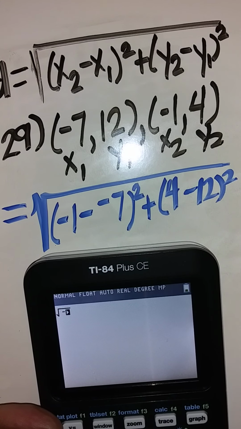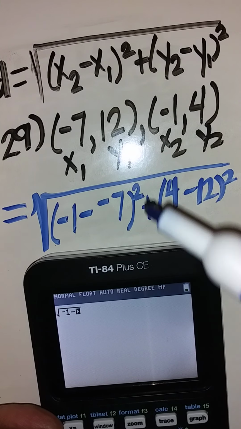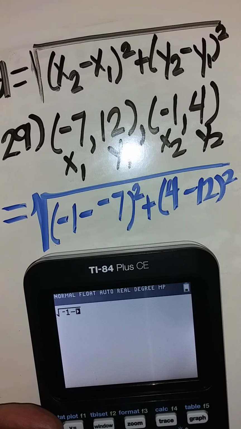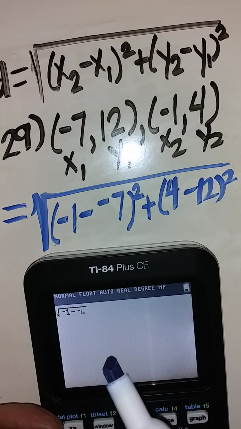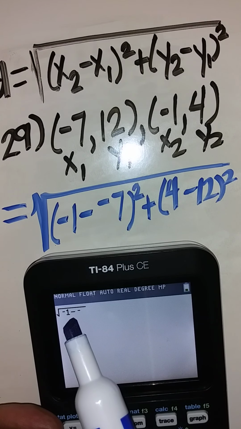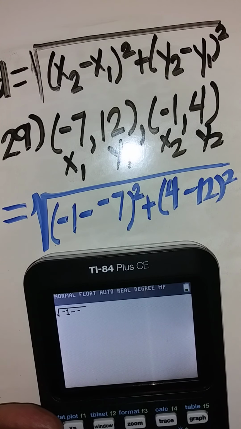I'm going to say -1. Now the first sign says minus, and that sign says negative. And you see the difference on the calculator, how the minus sign is bigger than that negative sign. You'll know if you've done it right because the signs look different. I'm going to close the parentheses.